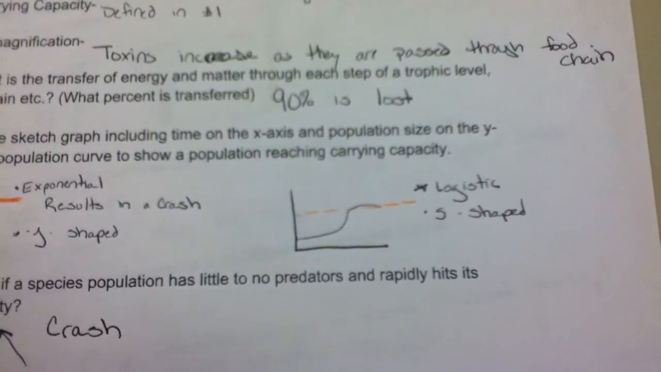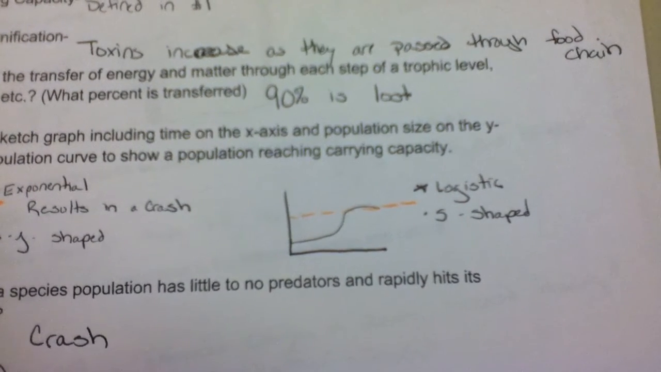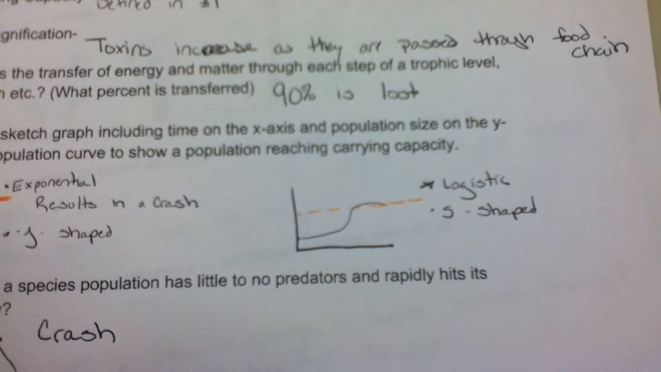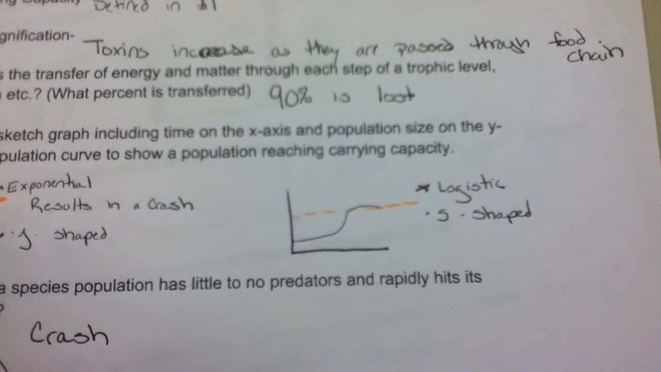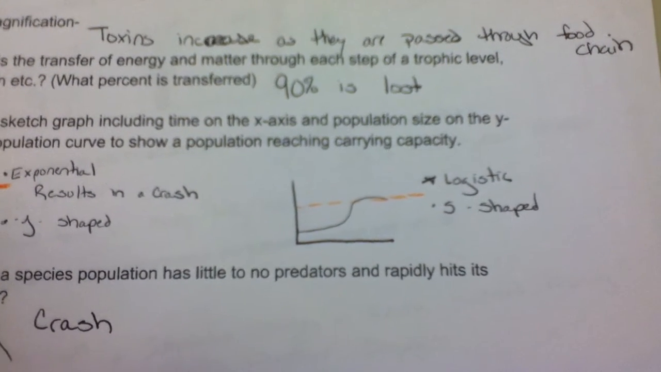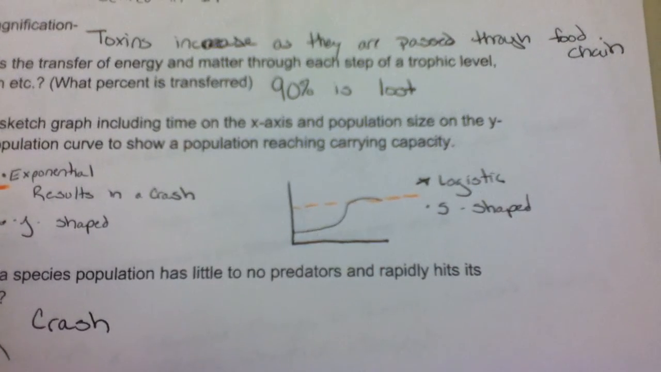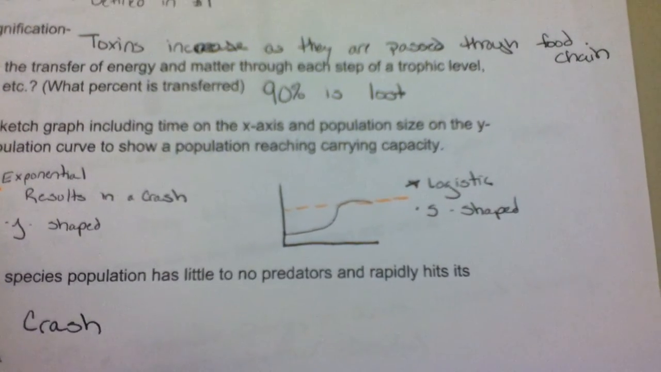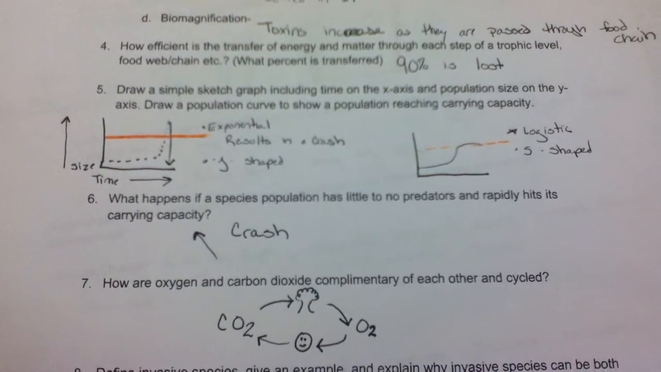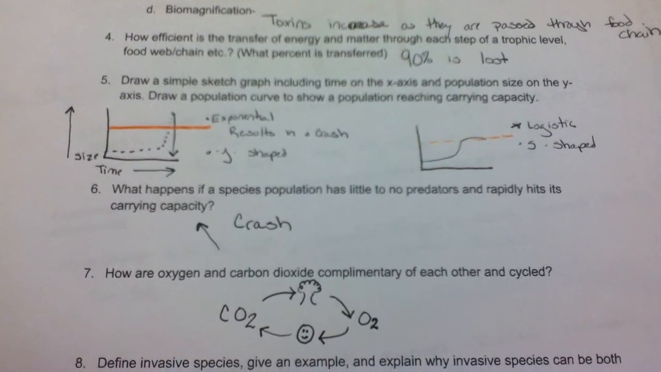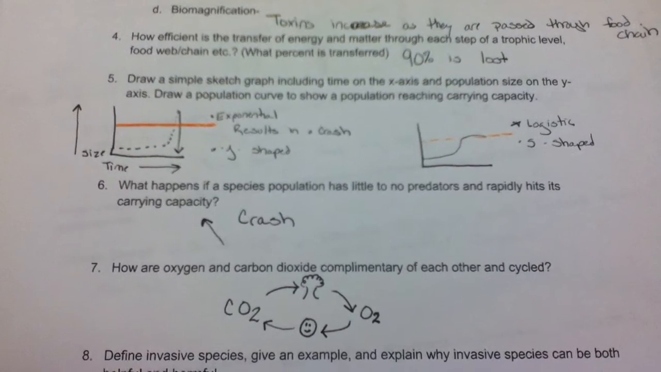The S-shaped growth curve is logical because it begins to grow and then it tapers off as it reaches the carrying capacity. So this is a good thing because it shows that the population size is not exceeding the resources that the environment can support. What happens if a species has little to no predators and rapidly hits its carrying capacity? We just said a population crash.